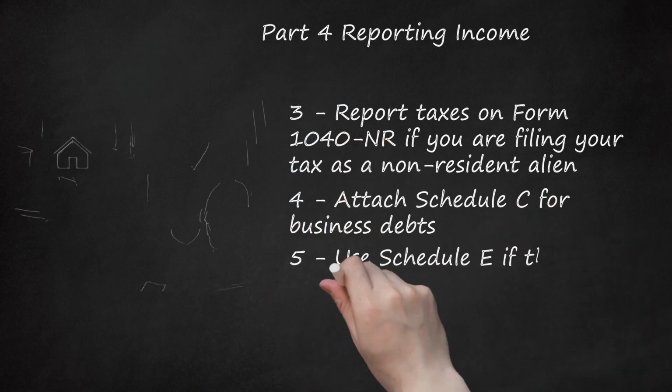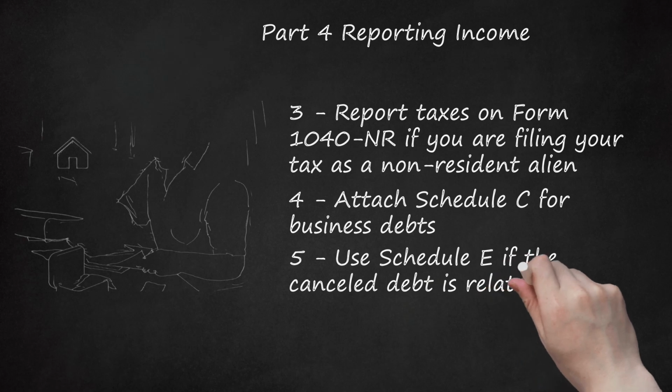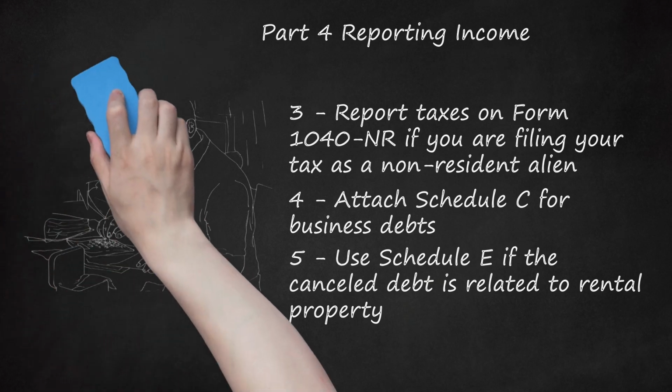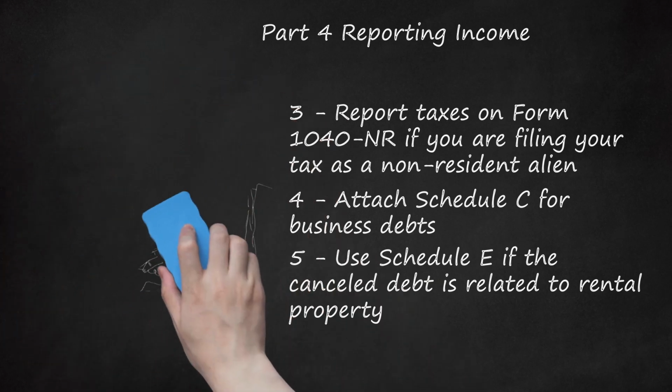5. Use Schedule E if the canceled debt is related to rental property. As long as the rental property is not used for farming, you will use Schedule E. Report the canceled debt on line 3 of Schedule E. File Schedule E along with your Form 1040 or 1040-NR.